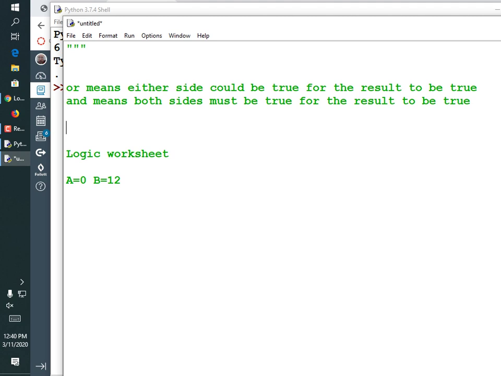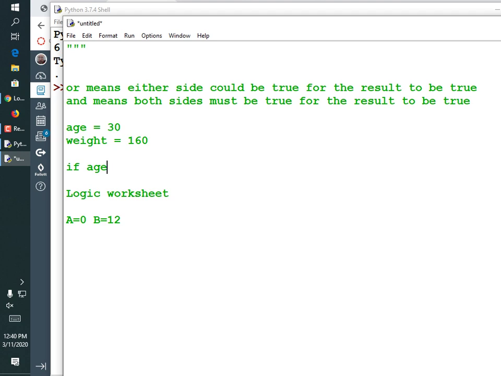So if you had these variables, age equals 30, and weight equals 160. And if you wrote this, if age greater than 18 and weight greater than 100, is that true or false? Well, is age greater than 18? Sure is, it's 30. Is weight greater than 100? Sure, so both sides are true, right? They're hooked up with an AND. So the result is true. Except in Python, they really like True and False to be capitalized, so I should have been doing that the whole time.